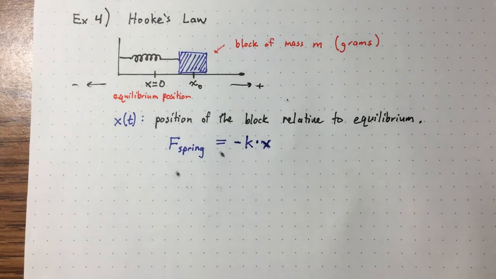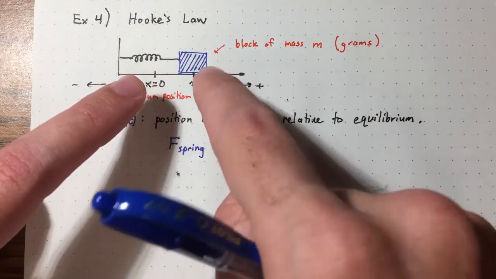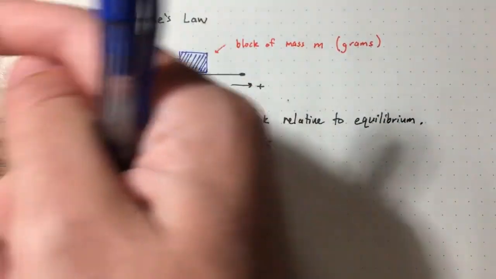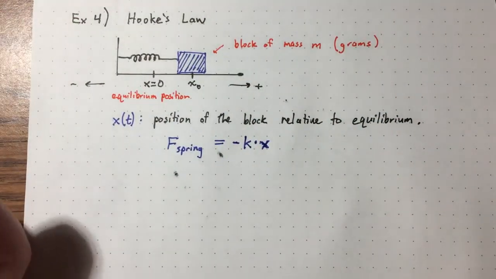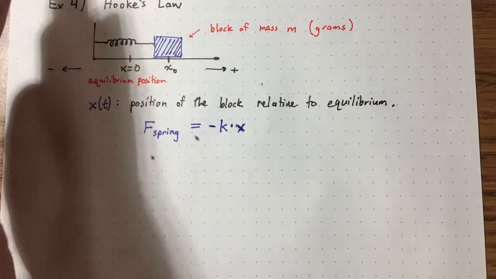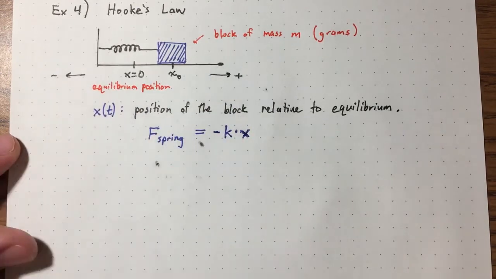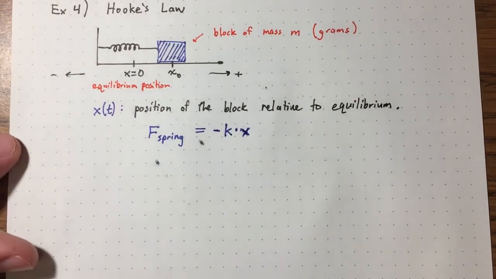This makes a lot of sense because if we pull out the spring, the force is going to be acting in this direction. It's going to want to return back to its natural position. And if we push in the spring this way, if we have the block all the way over here, then the spring is going to want to push it back out. So it's in the opposite direction as the displacement.